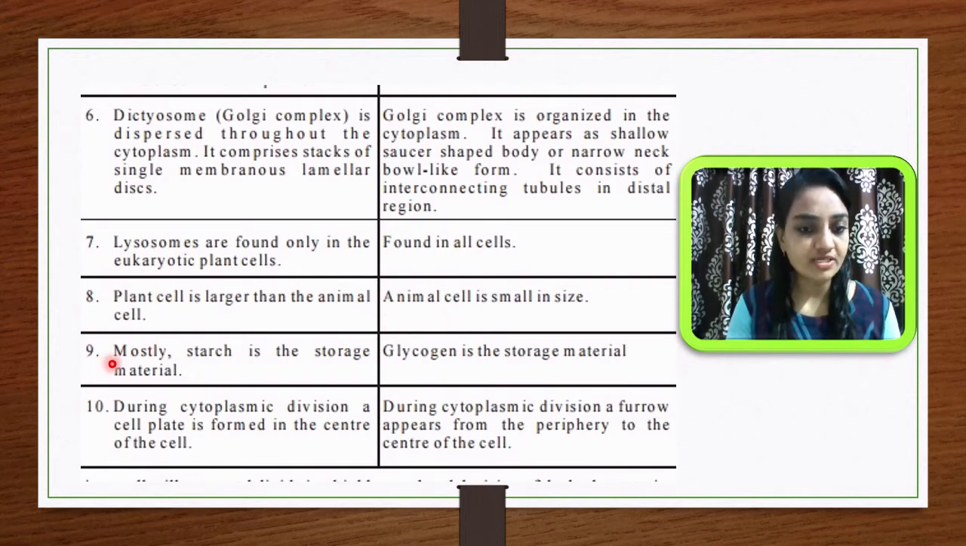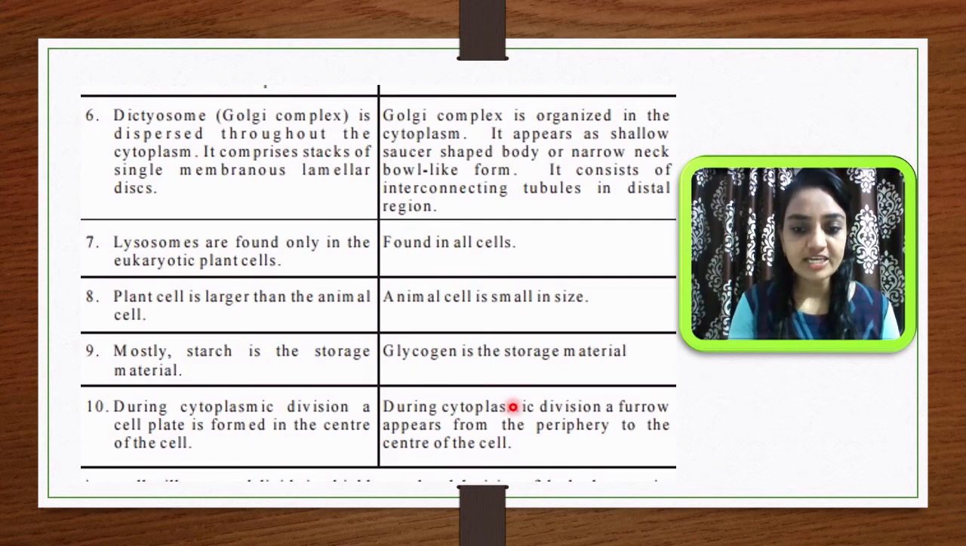The ninth point: mostly starch is the storage material. So storage of food will occur in the form of starch, whereas in the case of animals, storage of food will occur in the form of glycogen. The last point of this discussion: during cytoplasmic division, a cell plate is formed in the center of the cell. We will learn these points in chapter number 10 in detail, how the center of the cell forms a cell plate and how cytokinesis occurs.